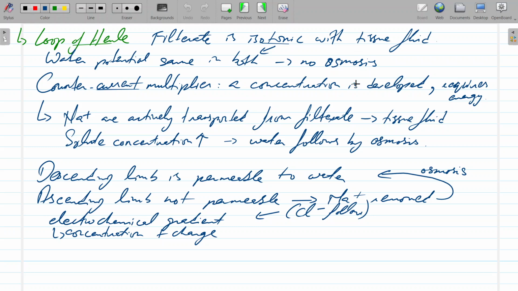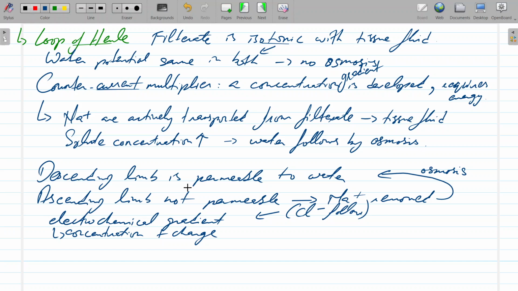So it doesn't exist. It is the gradient over here. Concentration gradient is developed, and how is that happening? So sodium ions are actively transported from the filtrate into the tissue fluid, increasing the solute concentration or the osmotic concentration of the tissue fluid, and water follows by osmosis.